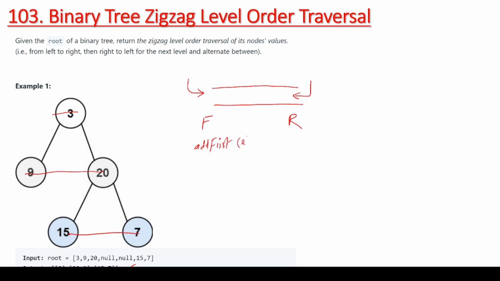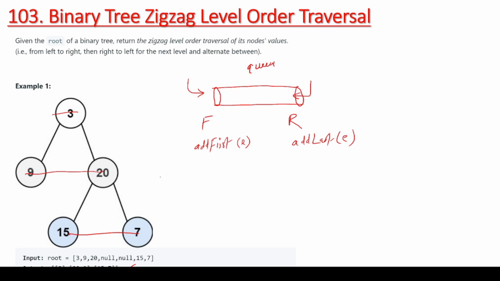You have to pass the element. And if you want to add from the rear side, what do we have to do? addLast, and then we will pass e. Got it? So this is nothing but your queue. On the queue data structure we can add elements from the front side and the rear side, from both sides.